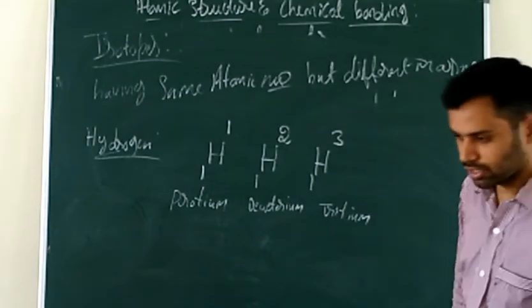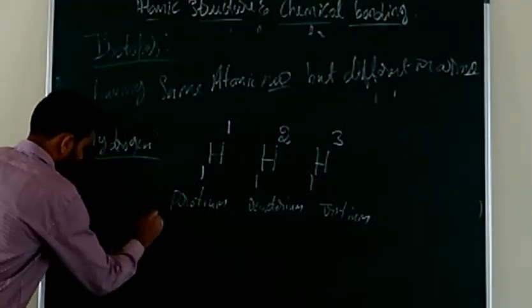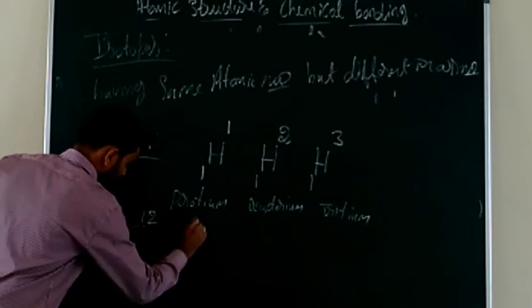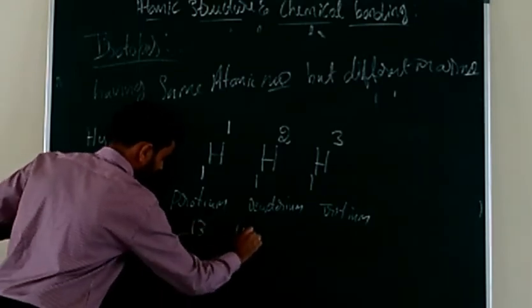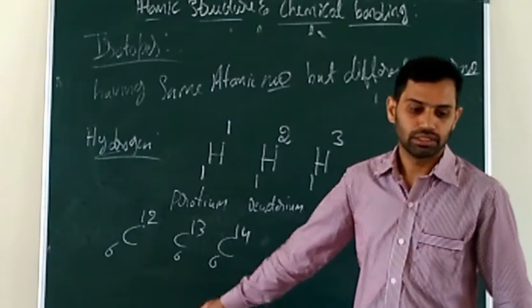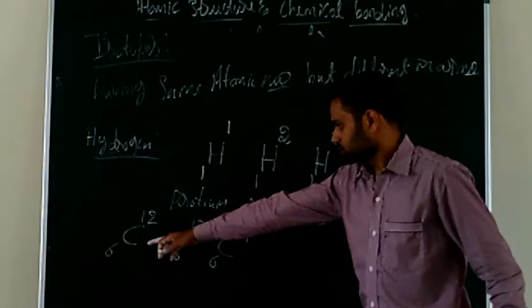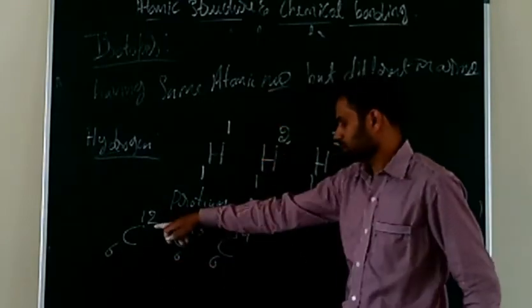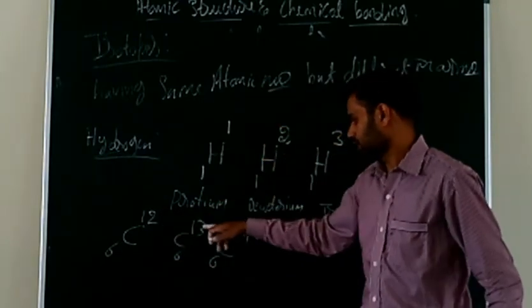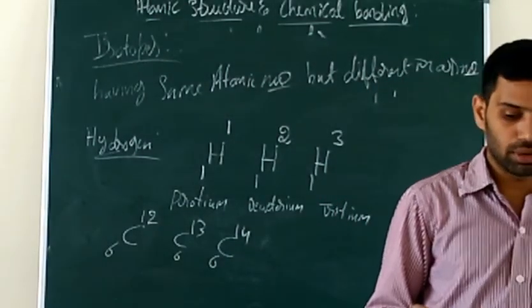Carbon also has 3 isotopes: C-12, C-13, C-14. So in carbon also you can see 3 isotopes. The atomic number is the same, the mass number is changing: 12, 13, 14. They are called isotopes of carbon.